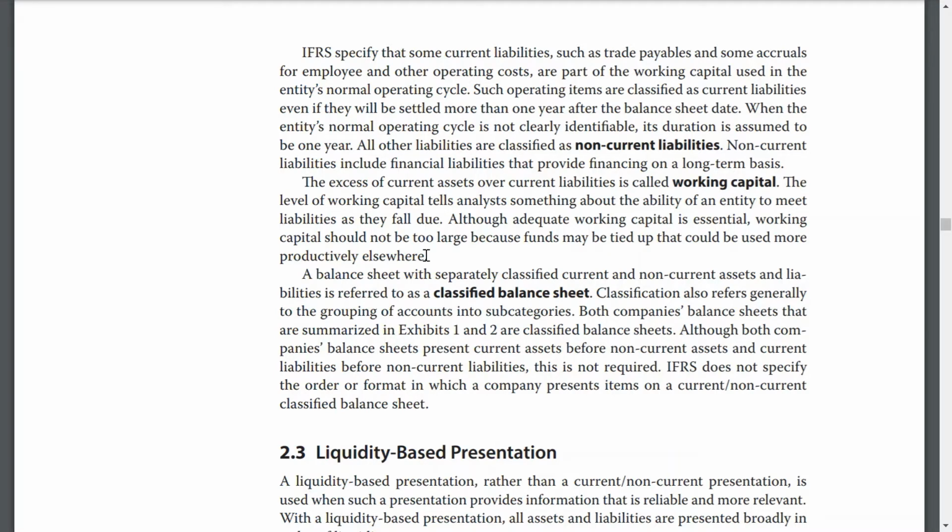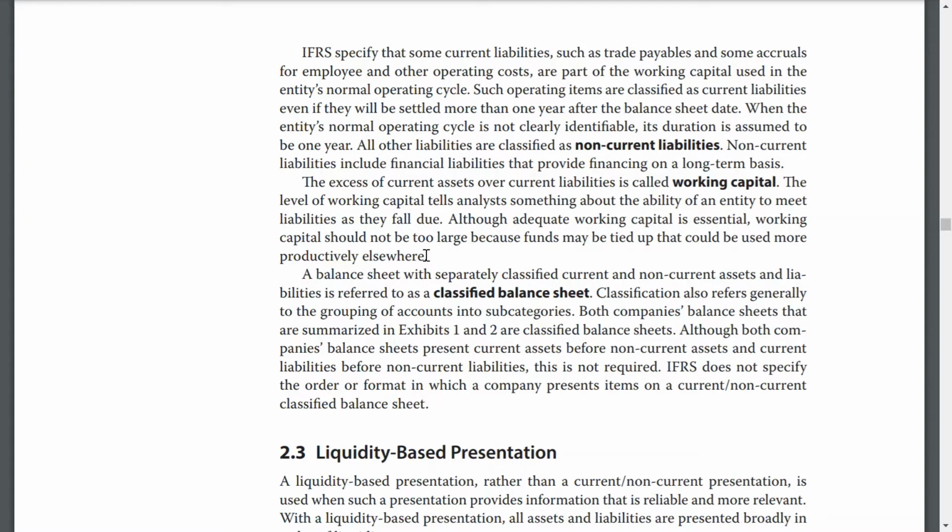A balance sheet with separately classified current and non-current assets and liabilities is referred to as a classified balance sheet. Classification also refers generally to the grouping of accounts into subcategories. Both companies' balance sheets that are summarized in Exhibit 1 and 2 are classified balance sheets.